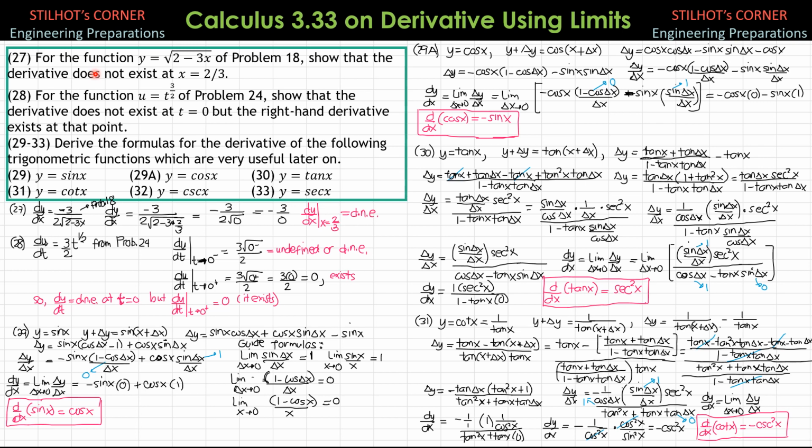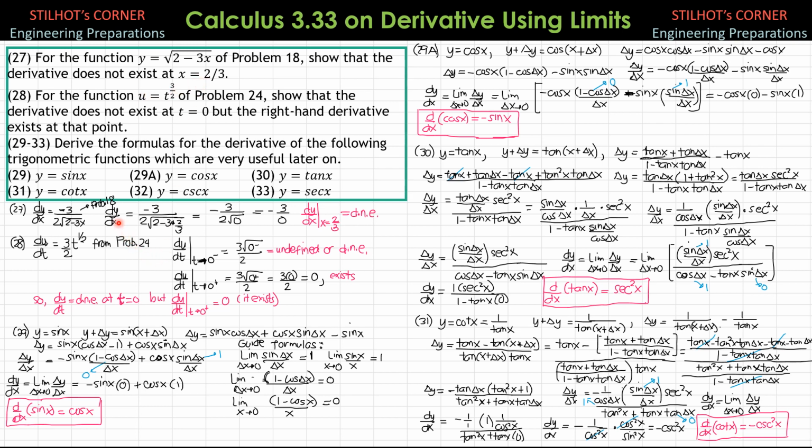For problem 27, for the function y equals square root of 2 minus 3x, problem 18: show that the derivative does not exist at x equals 2/3. If you cannot obtain the derivative of this function using limits, just look at problem 18. The derivative was negative 3 over 2 square root of 2 minus 3x. Let us show that the derivative does not exist when x is 2/3.